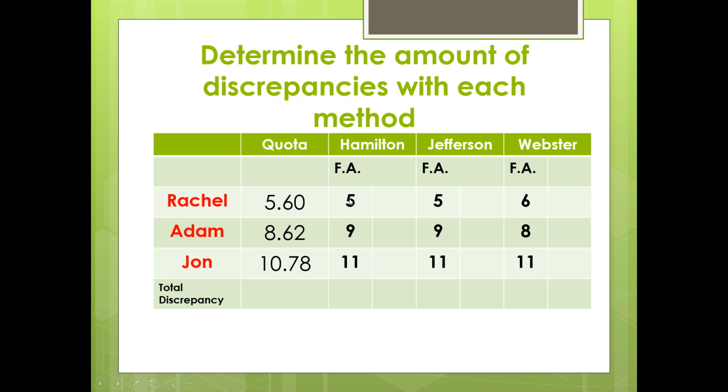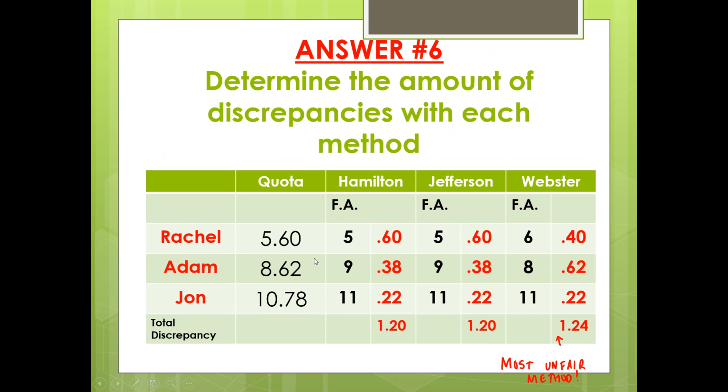So I would do 5.6 minus 5, giving me 0.6, 8.9 minus 8.62 for a difference of 0.38, and 11 minus 10.78. So you can see the differences there. And remember, the larger the discrepancy, the more unfair the method is.